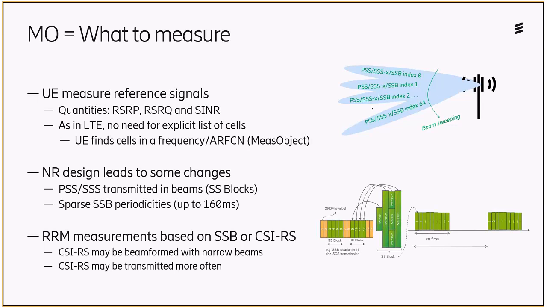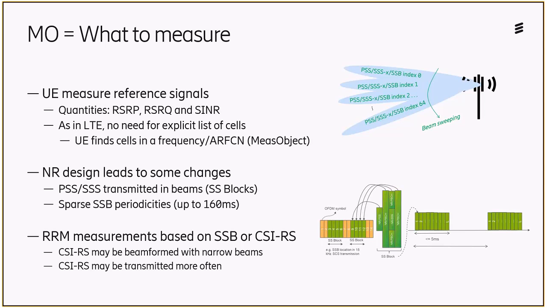Thanks. Thank you. So, the NR design leads to some changes. I think we briefly commented that the PSS and SSS are transmitted in beams, which is this SS block concept, which I show here on the right-hand side. Perhaps another significant change is that you can have not only sparse transmission, as I show here, up to 160 milliseconds, but it's also variable. So this is variable and sparse, and there are different values you can have for different frequencies. In LTE, it's basically 5 milliseconds, right? It's a fixed 5 milliseconds.